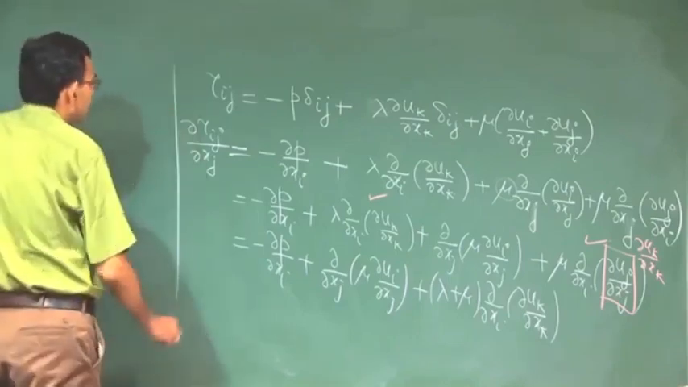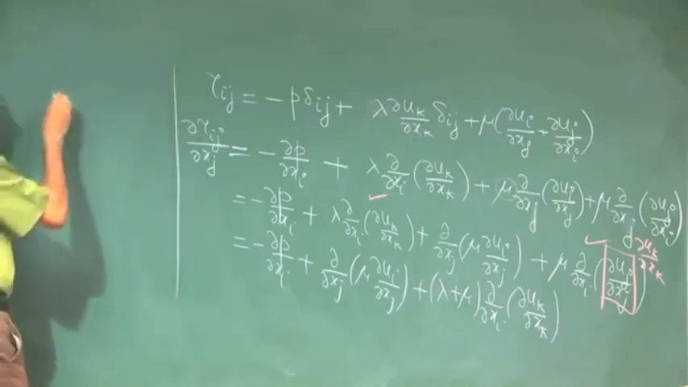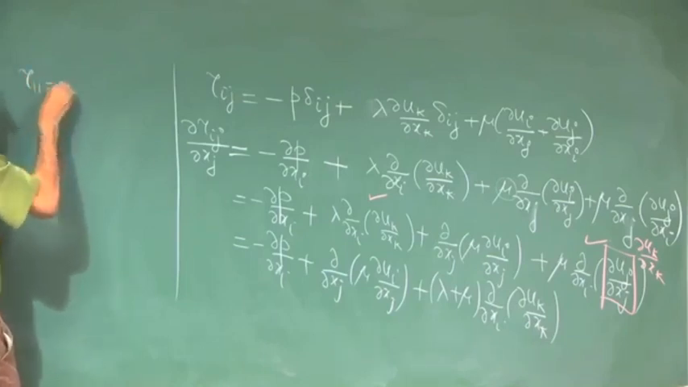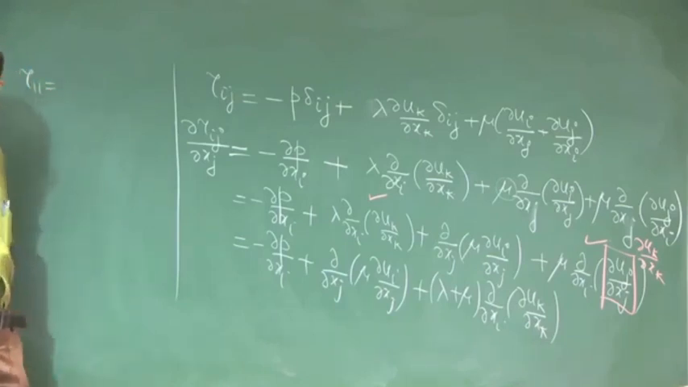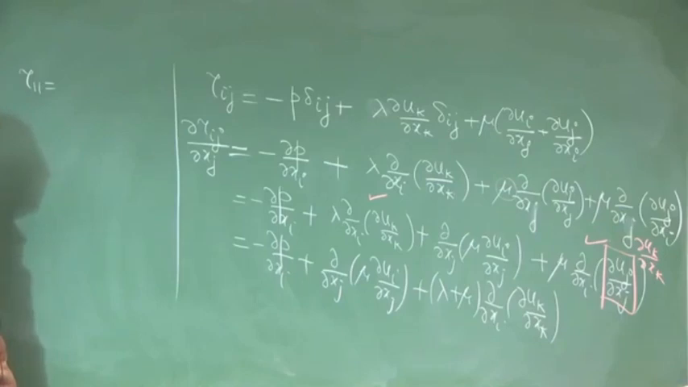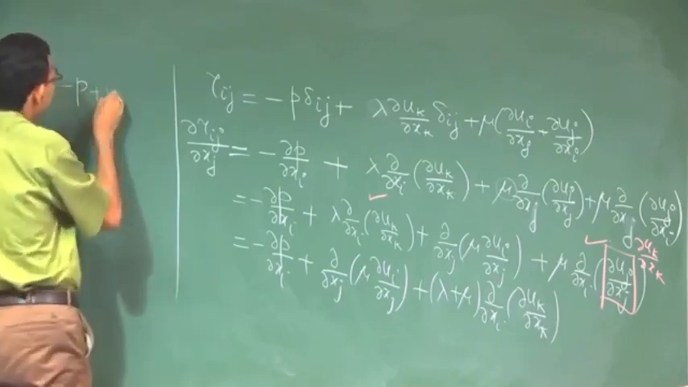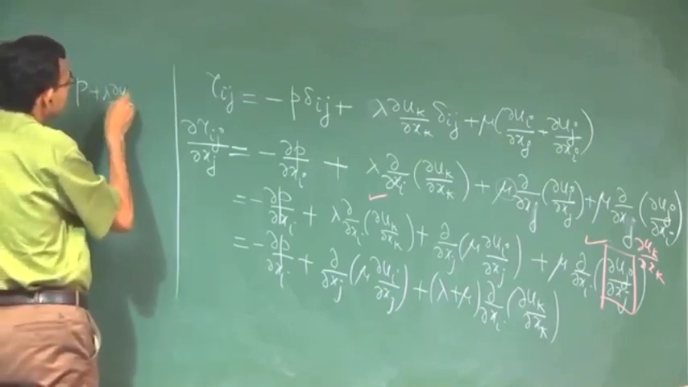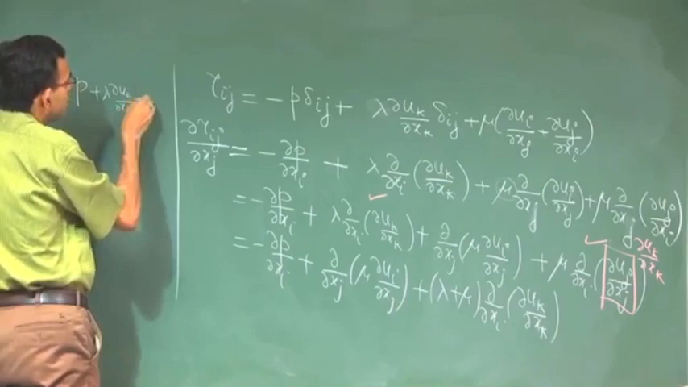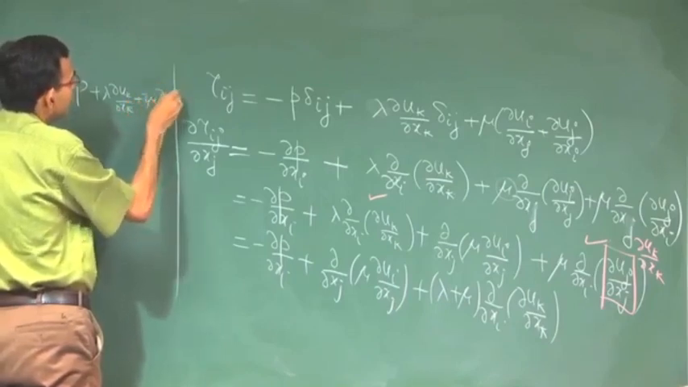So, to do that let us write tau 11. So, tau 11 is minus p plus lambda del uk del xk plus 2 mu del u1 del x1.